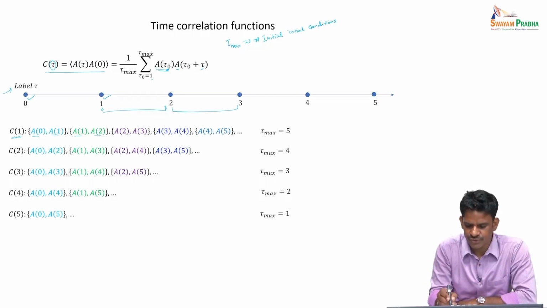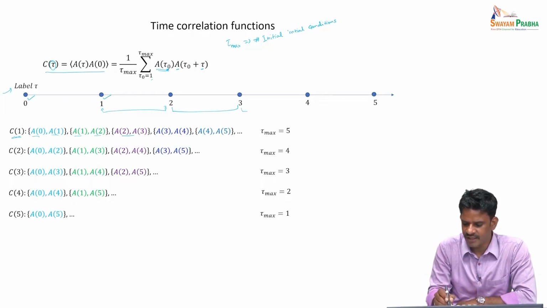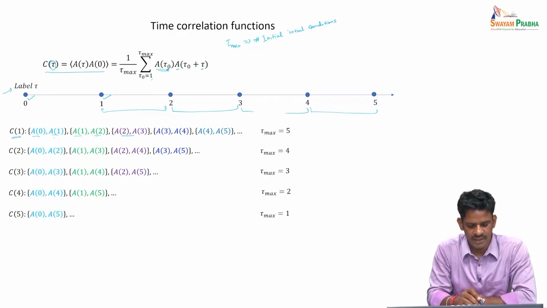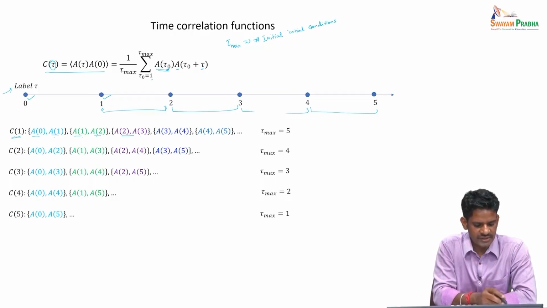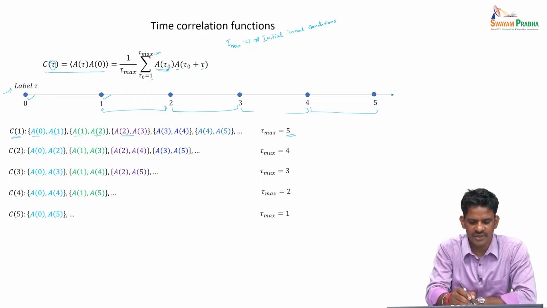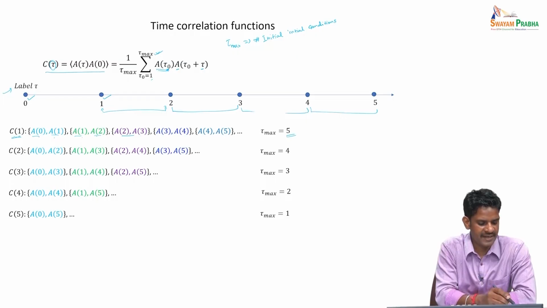Similarly, I can take A2 and A3, and these two data sets are also separated by 1 tau, and consequently I can take A3, A4 and A4, A5 also. So you can see all these pairs, A0, A1, A1, A2, A3, A4 and A4, A5, all correspond to exactly the same delay time of 1 tau. You can see how many pairs there are. In this case, there are 5 pairs, and this is what I was talking about as tau max. So now for calculating C of 1, I can take 5 sets of data and average over those 5 sets. That gives me the calculation of C1.